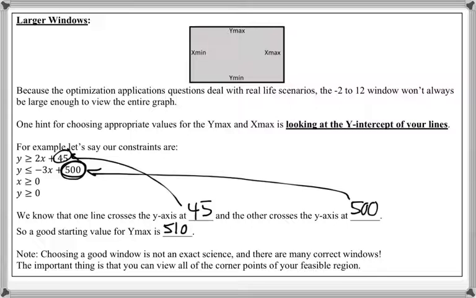Now, choosing a good window is not an exact science, and there are many correct windows, so if you use like 505 or even 501, that would be fine. The important thing is that you can view all of the corner points of your feasible region.